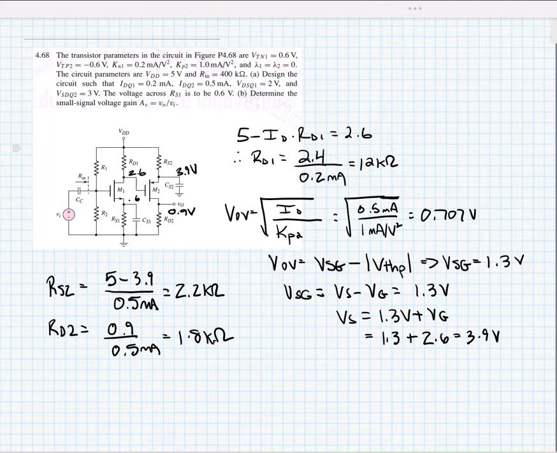We have an input on the gate of M1, and the output is on the drain of M1. And for the second stage, the input's on the gate of M2, and the output's on the drain of M2. So this is a cascade of a common source amplifier with a common source amplifier. Now we have a couple of capacitors that we need to be careful to observe. So here we note that CS1 is going to short the source of M1 to ground for the AC analysis, and CS2 is going to short the source of M2 to ground for the AC analysis.